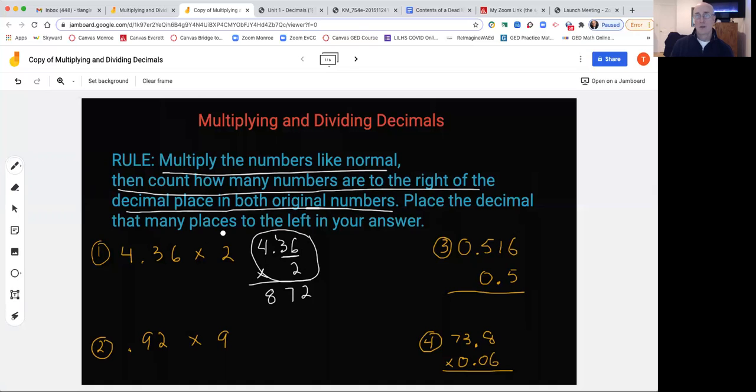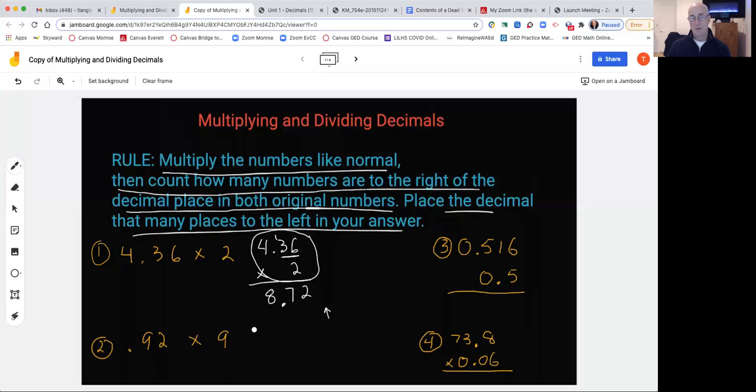Then it says place the decimal that many places to the left in your answer. I'll show you what this means. You start over here on the far right, and you count 2 places, 1, 2, and I got 8.72, and that's where my decimal point goes.